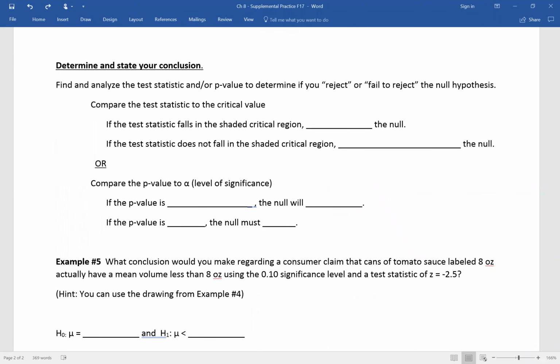So let's write that up a little more formally. There's two ways that we can make a decision. First is we could compare the test statistic, usually a z or a t, to the critical value. And that's that boundary marker for the critical region. If the test statistic falls in the shaded critical region, we are going to reject the null hypothesis. If the test statistic does not fall in the shaded critical region, we will fail to reject.